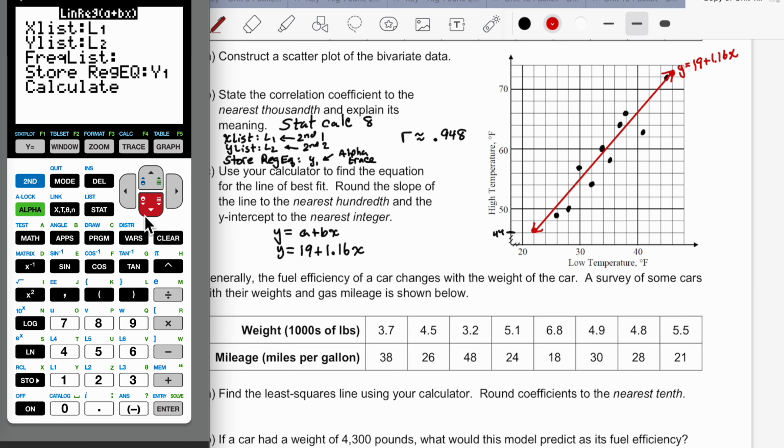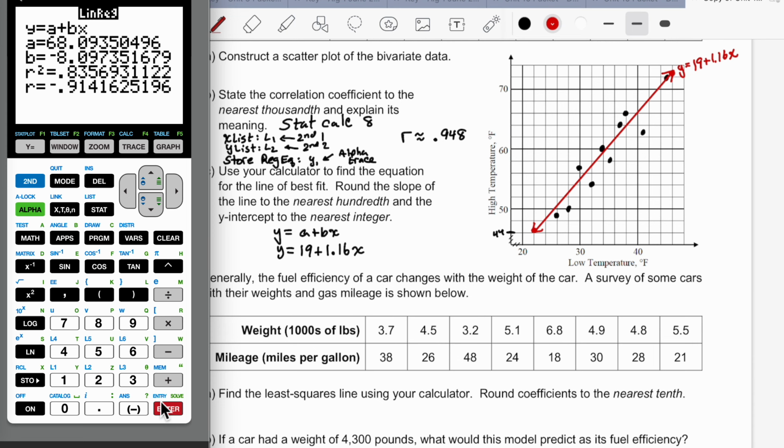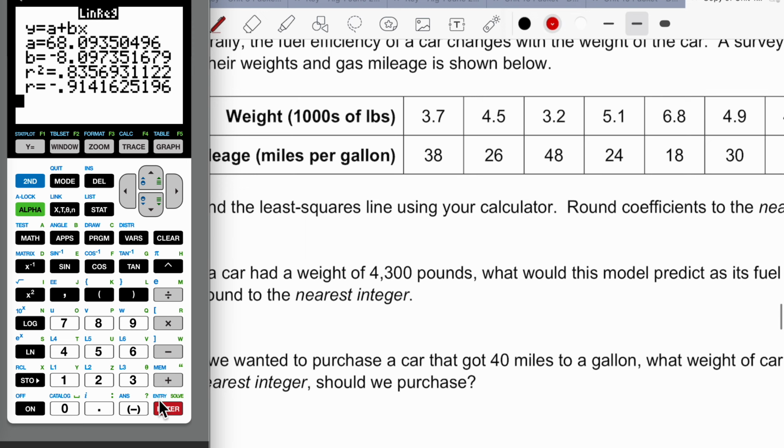All right, so same setup every time when you do your linear regression equation, which is nice. Predictable. When you go to calculate, you should have everything you need. All right. So they said round the coefficients to the nearest tenth. So y is going to be equal to 68.1 minus 8.1x.